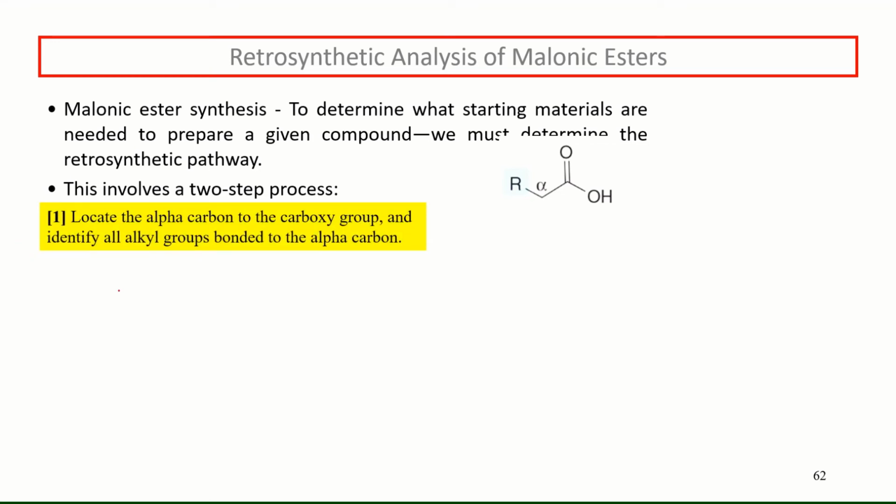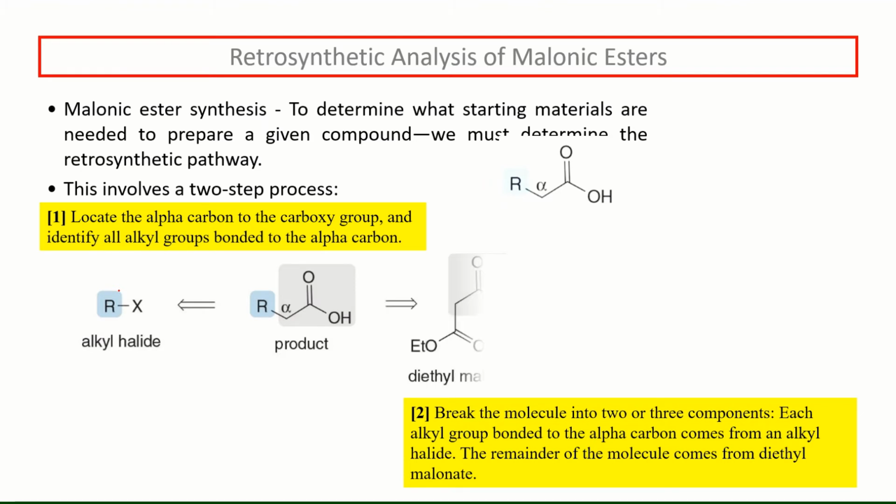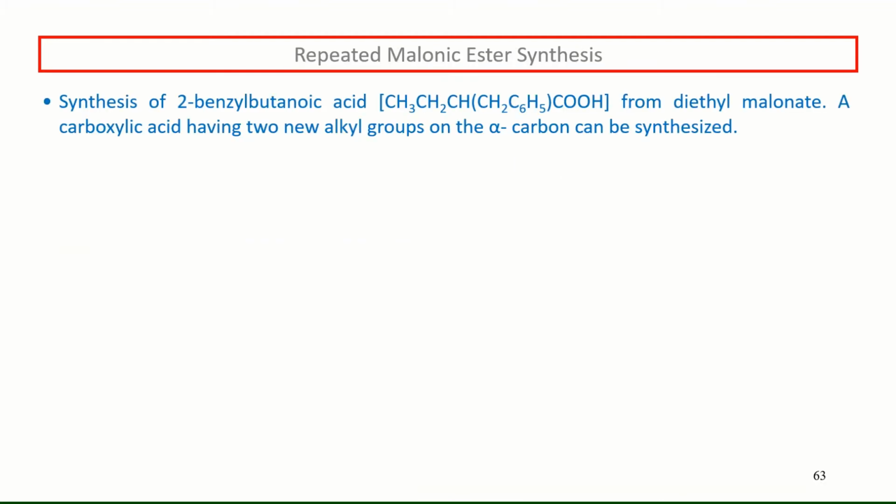So firstly, you identify the alpha carbon, and identify all alkyl groups bonded to such alpha carbon. So in this case, we have one R group. And so we can break the molecule into the 2 components, or 3 components if it was disubstituted with alkyl groups. And so here we have the alkyl halide that we started with, and of course the malonic ester. Then we can work from there.